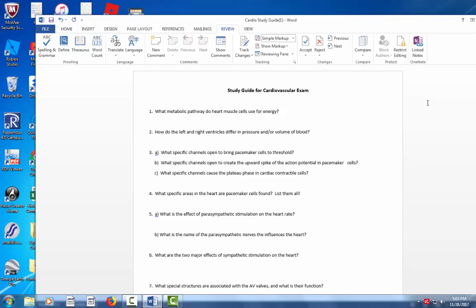And number five, parasympathetic stimulation slows the heart rate. What are the major effects of sympathetic stimulation on the heart? So what does the sympathetic nervous system do to the heart? Speeds up. Increases the heart rate.